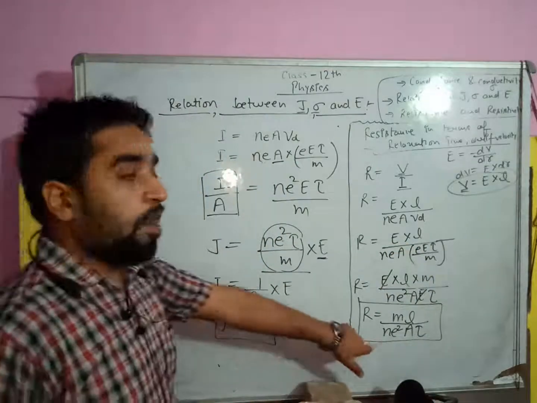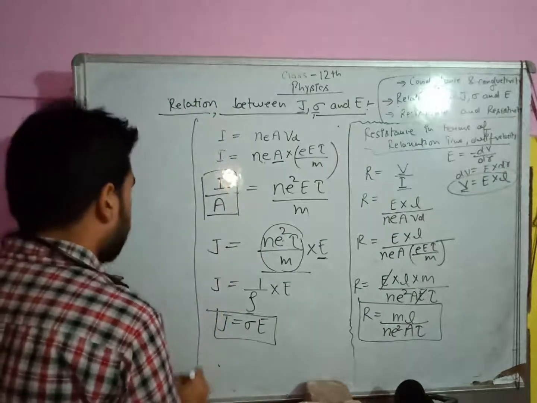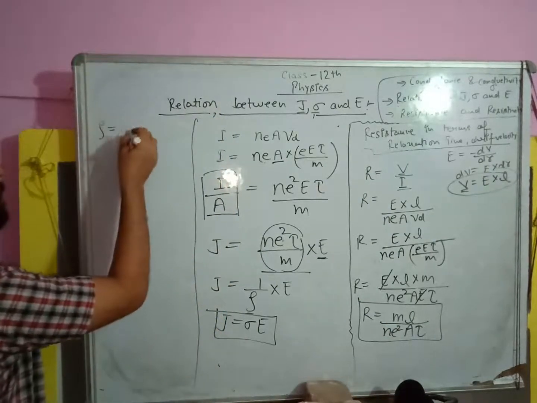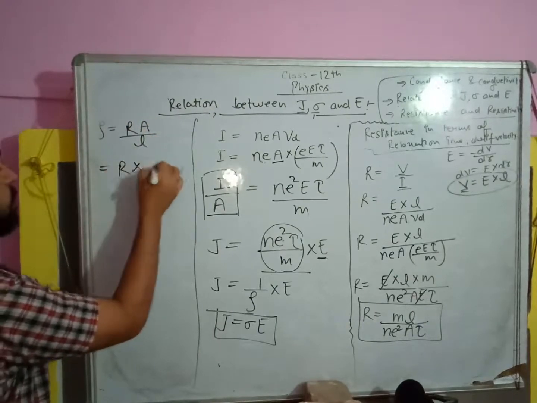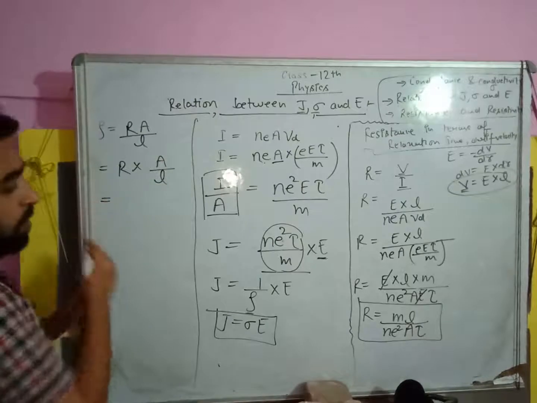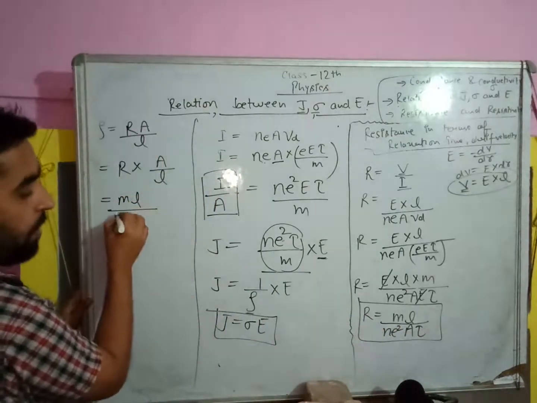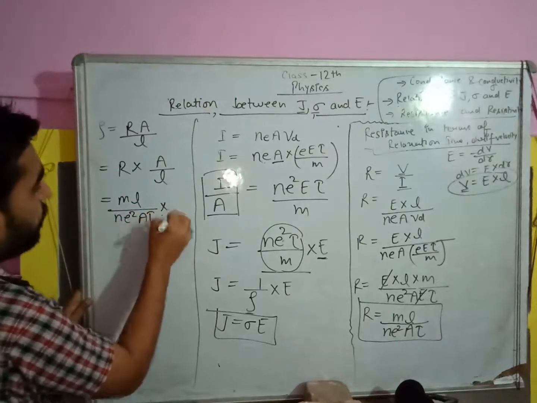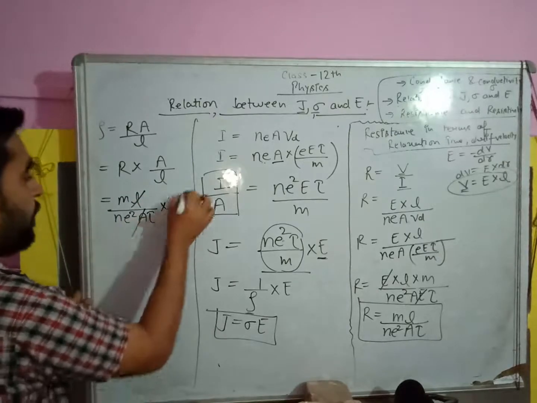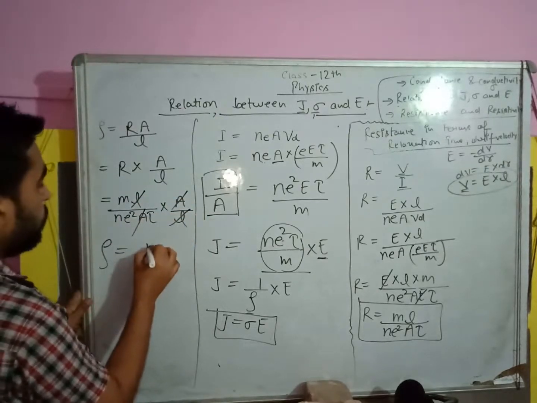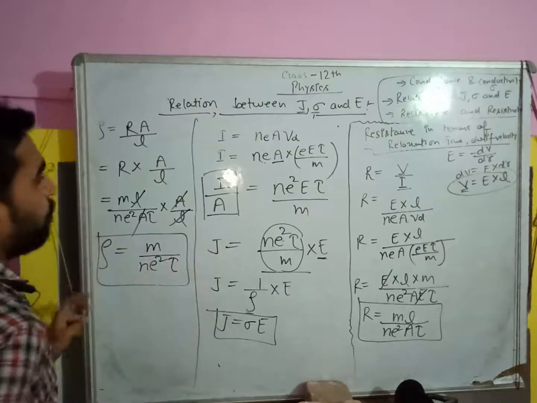Okay. Now, if we have to calculate resistivity, what is the formula for resistivity? Resistivity ρ is equal to RA upon L, that is resistance into area upon L. Now let us substitute the value of resistance. Resistance is mL upon nE²Aτ, into A upon L. So here L and L get cancelled out, A and A get cancelled out. So resistivity ρ is equal to m upon nE²τ. This is the value for resistivity.